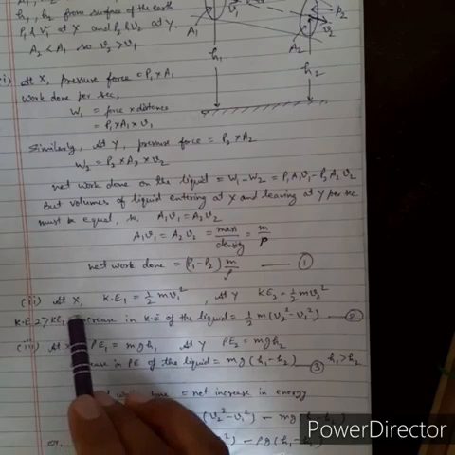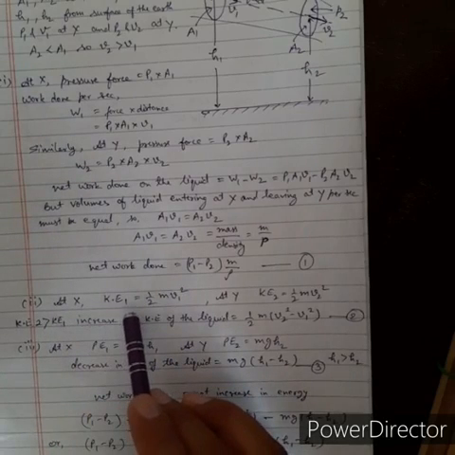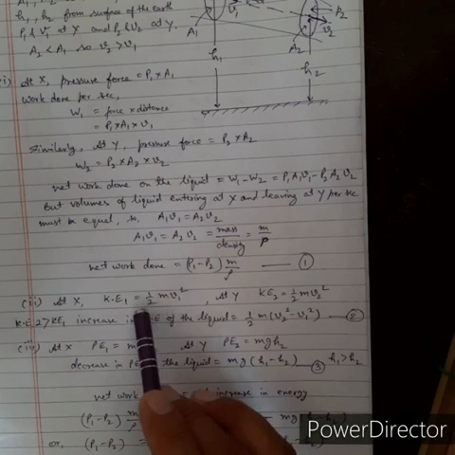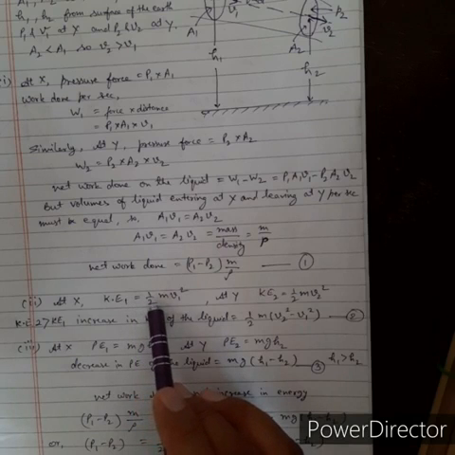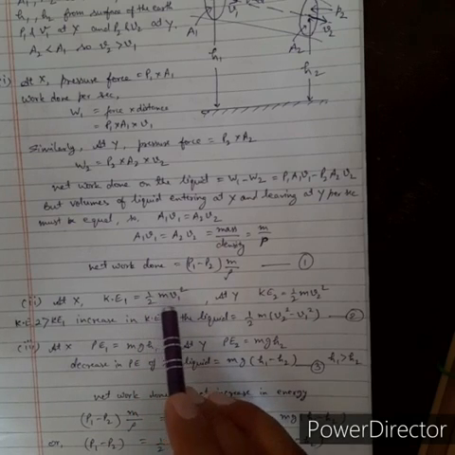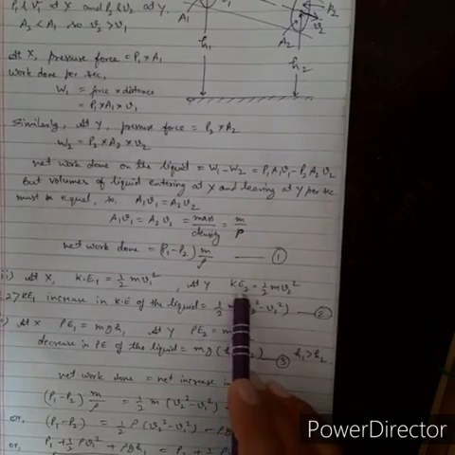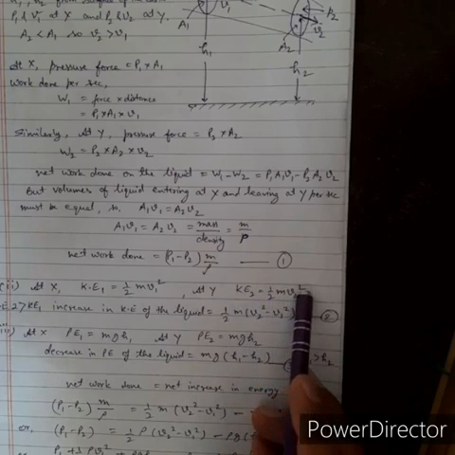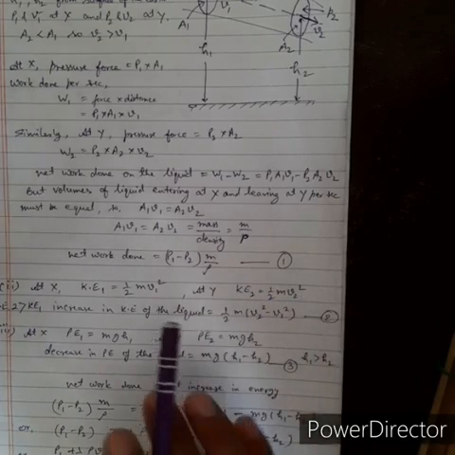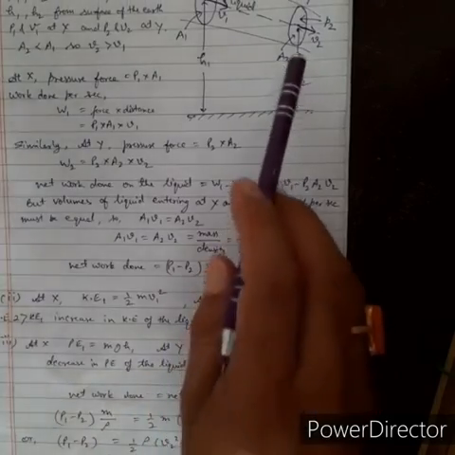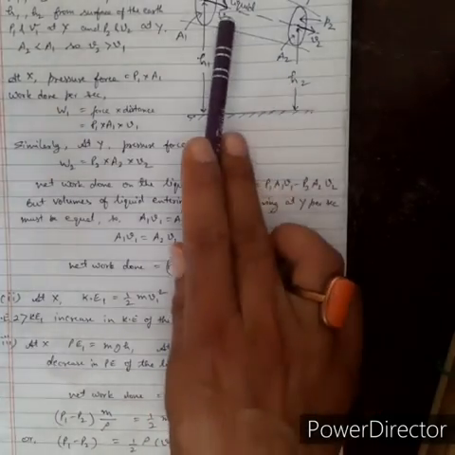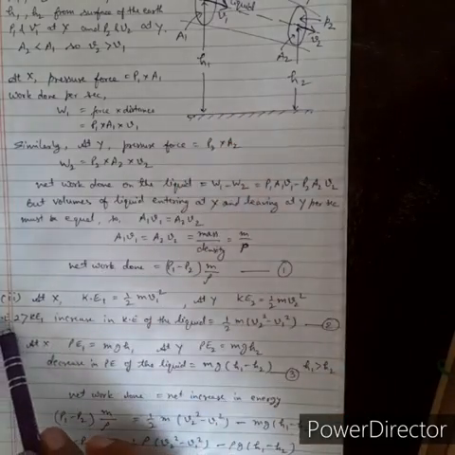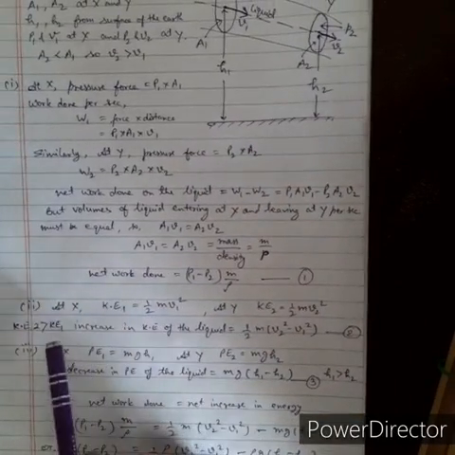Now the second point: at point x, I am going to calculate the kinetic energy. The kinetic energy of the liquid entering on the x side in 1 second is half m v1 square, and at point y in 1 second the kinetic energy is half m v2 square. You know that the velocity v2 is more than the velocity v1, so the kinetic energy 2 is greater than the kinetic energy 1.